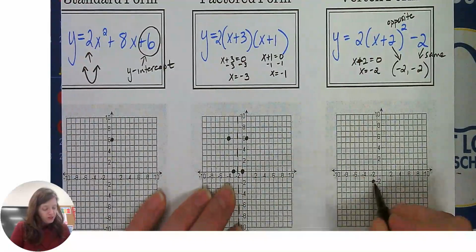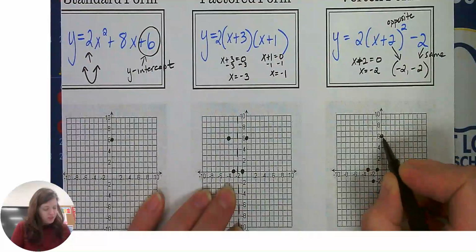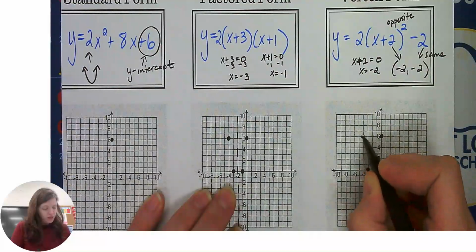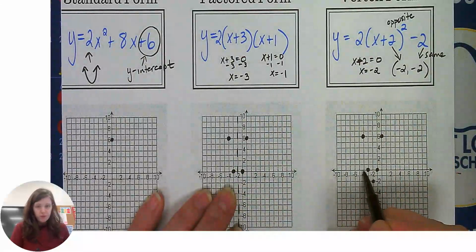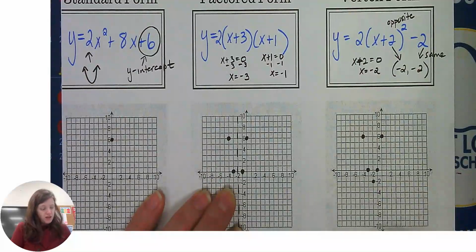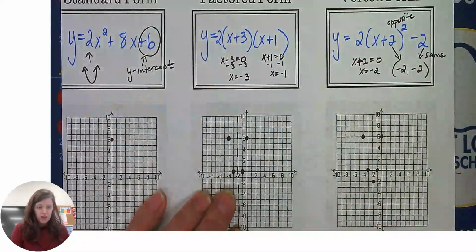Now I'm going to put all the pieces together, right? Here's my negative 2, here's my negative 1 and my negative 3, right? And then here's my 6, and on the opposite side, I know there's going to be a symmetrical point at 6, but on the other one step away from the x-intercept, right? One place away from the x-intercept. And so I can see that my parabola has those 5 points that go together.